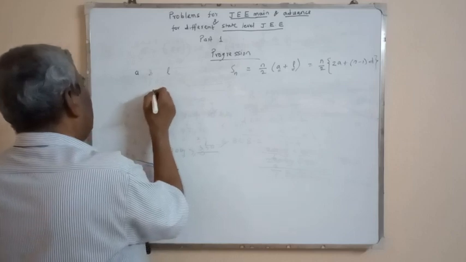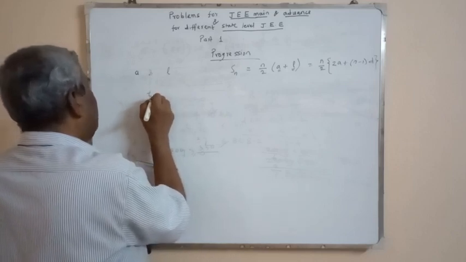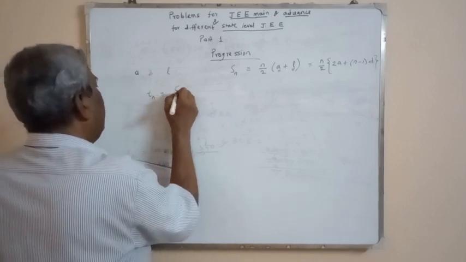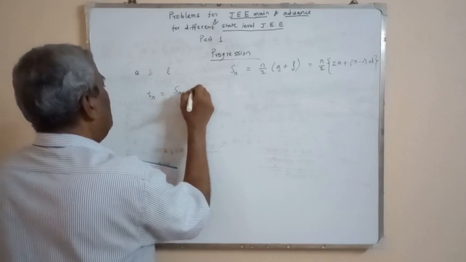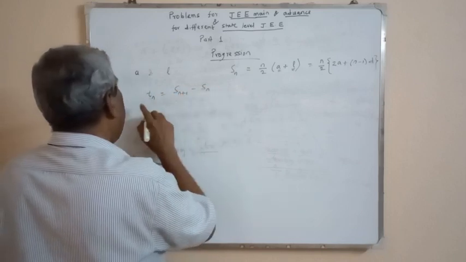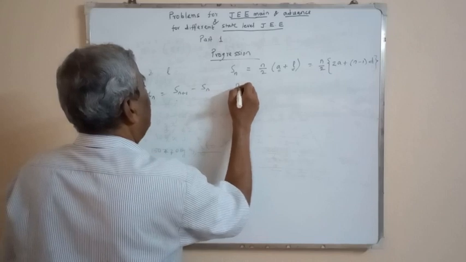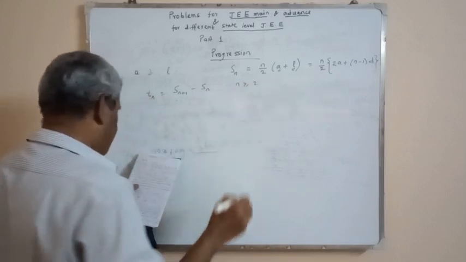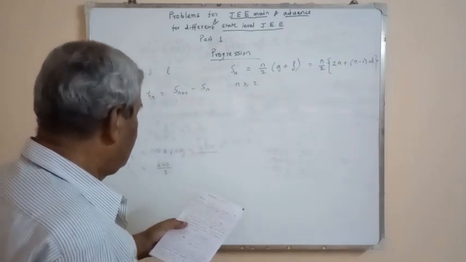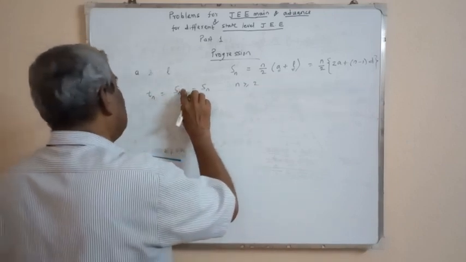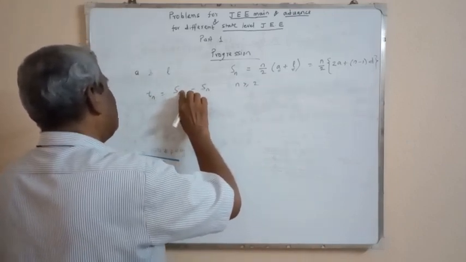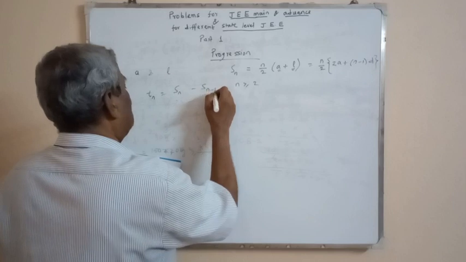Next, Tn, the nth term, is equal to Sn minus Sn minus 1, and it is valid for all n greater than or equal to 2.